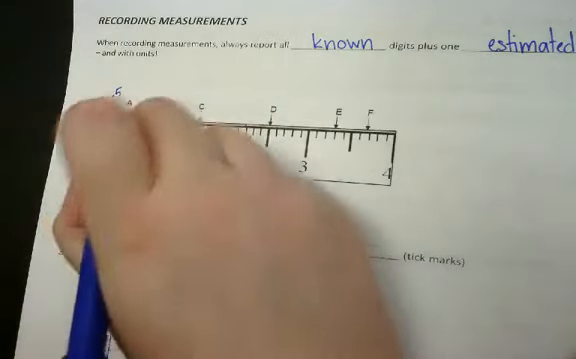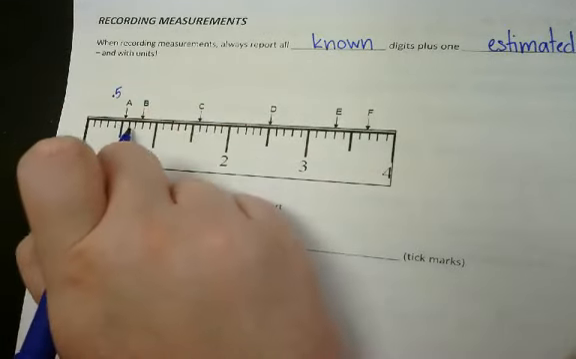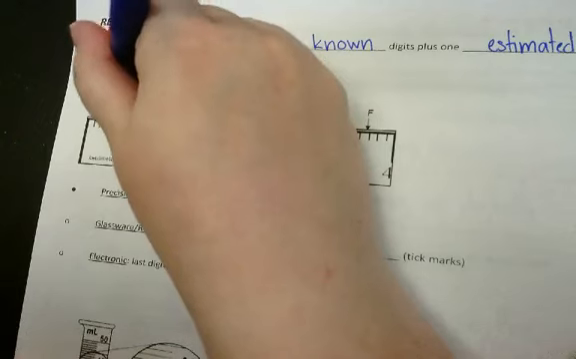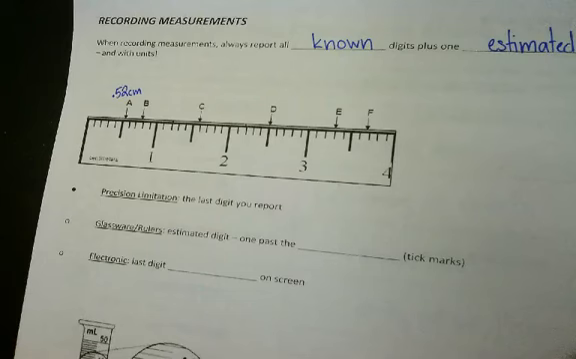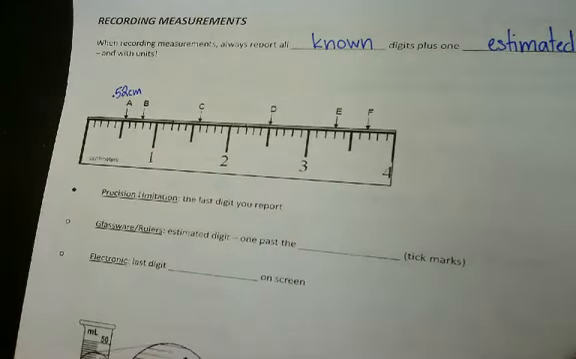Now I can look and say, okay, I can estimate how far it is between 0.5 and 0.6. Well, this looks a lot closer to 0.5. I'm going to go ahead and say maybe this might be 0.52 centimeters. And that 2 is my estimated digit. So once I don't know for certain, that's the number I stop with.